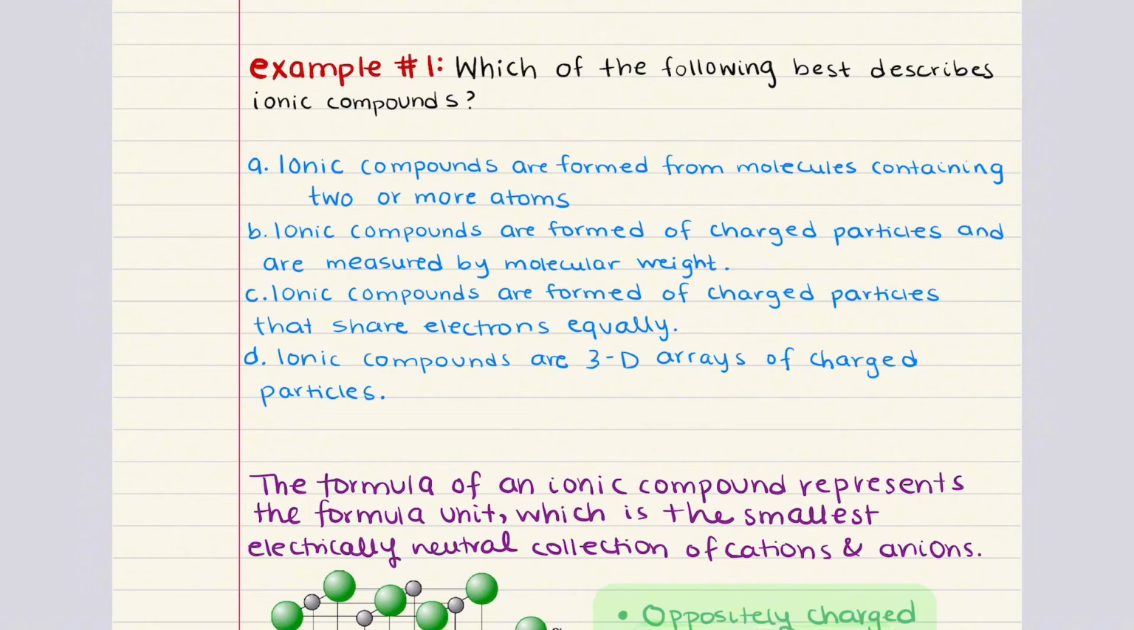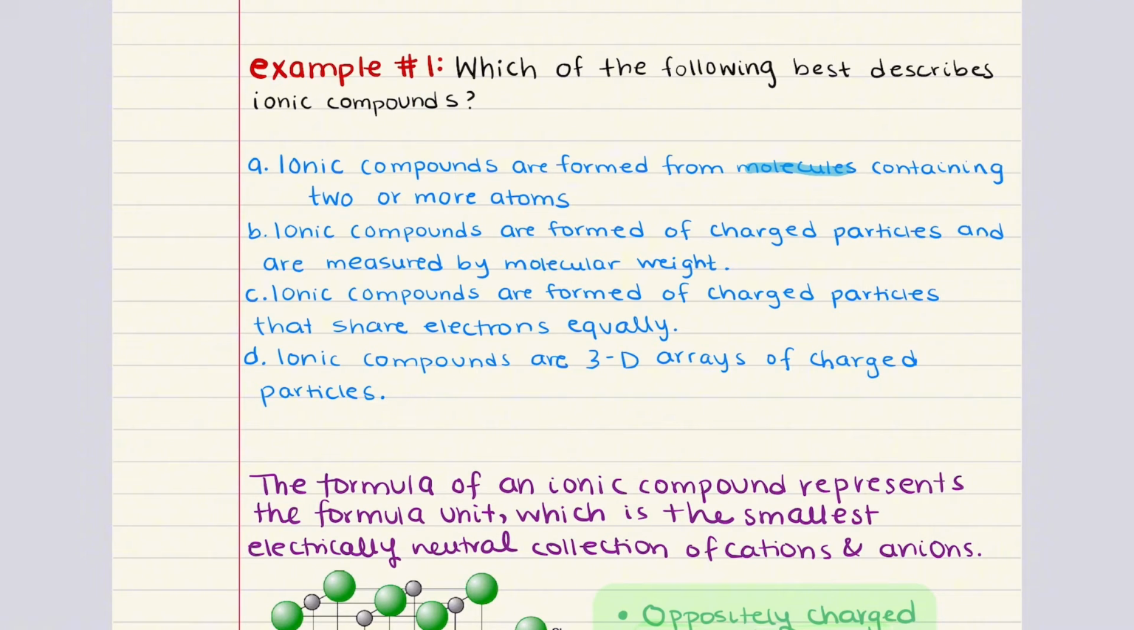Keeping that in mind, let's read each option and work through it together. The first option says ionic compounds are formed from molecules containing two or more atoms. Now, this statement is incorrect. Ionic compounds are not formed from molecules. Instead, they consist of a large network of ions in a lattice structure. Molecules, those are typically associated with covalent compounds where atoms share electrons.